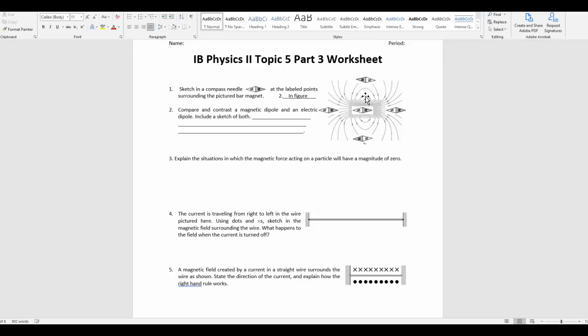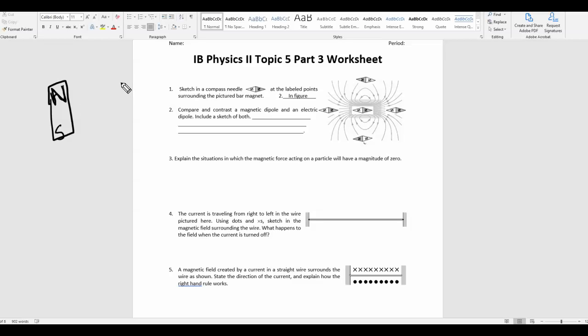Number 2 says, compare and contrast a magnetic dipole and an electric dipole, include a sketch of both. This is kind of difficult for me to draw. A magnetic dipole is basically just a north pole and a south pole. Imagine a bar magnet with a north pole and a south pole. That is a magnetic dipole.